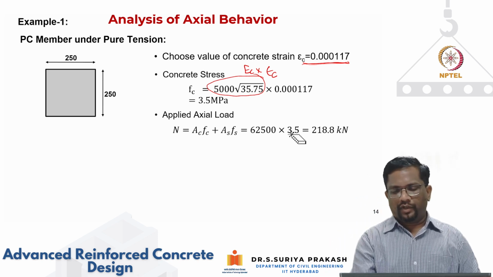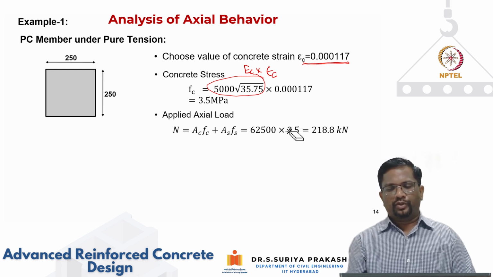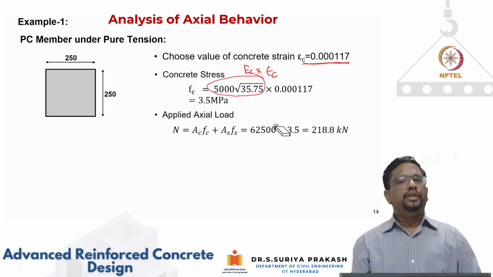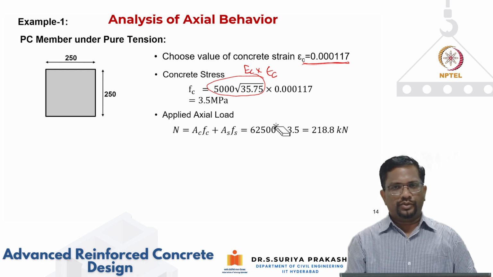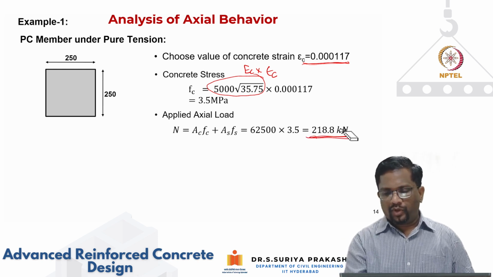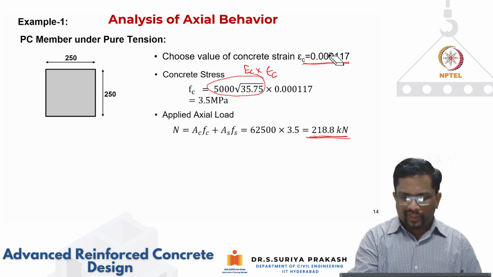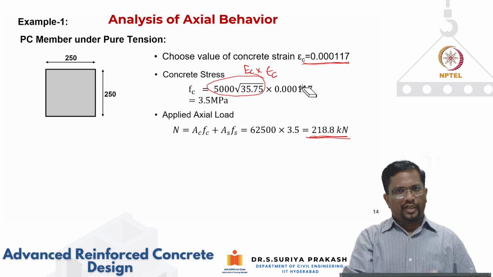So we got the value of 3.5. The applied load resistance for a strain of 0.000117 is basically 62.5 times 1000, which is the area of concrete, multiplied by 3.5. So it is offering 218.8 kilonewtons.